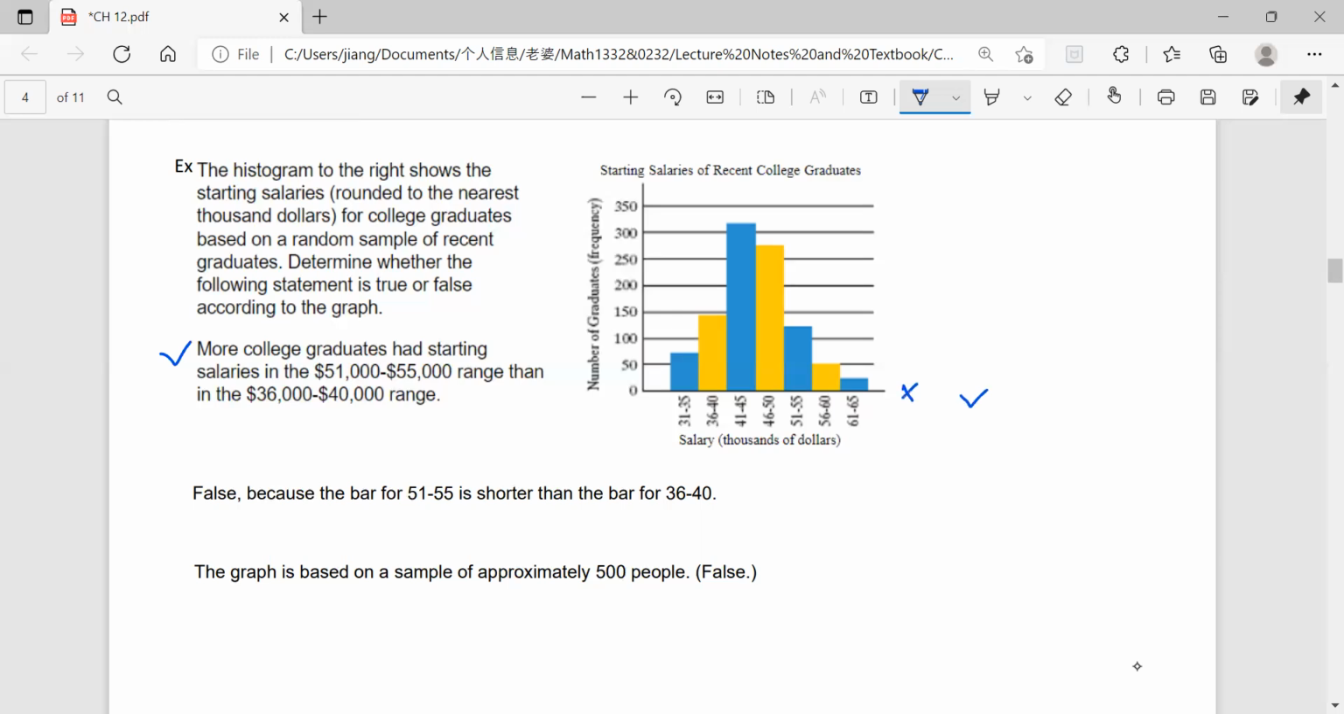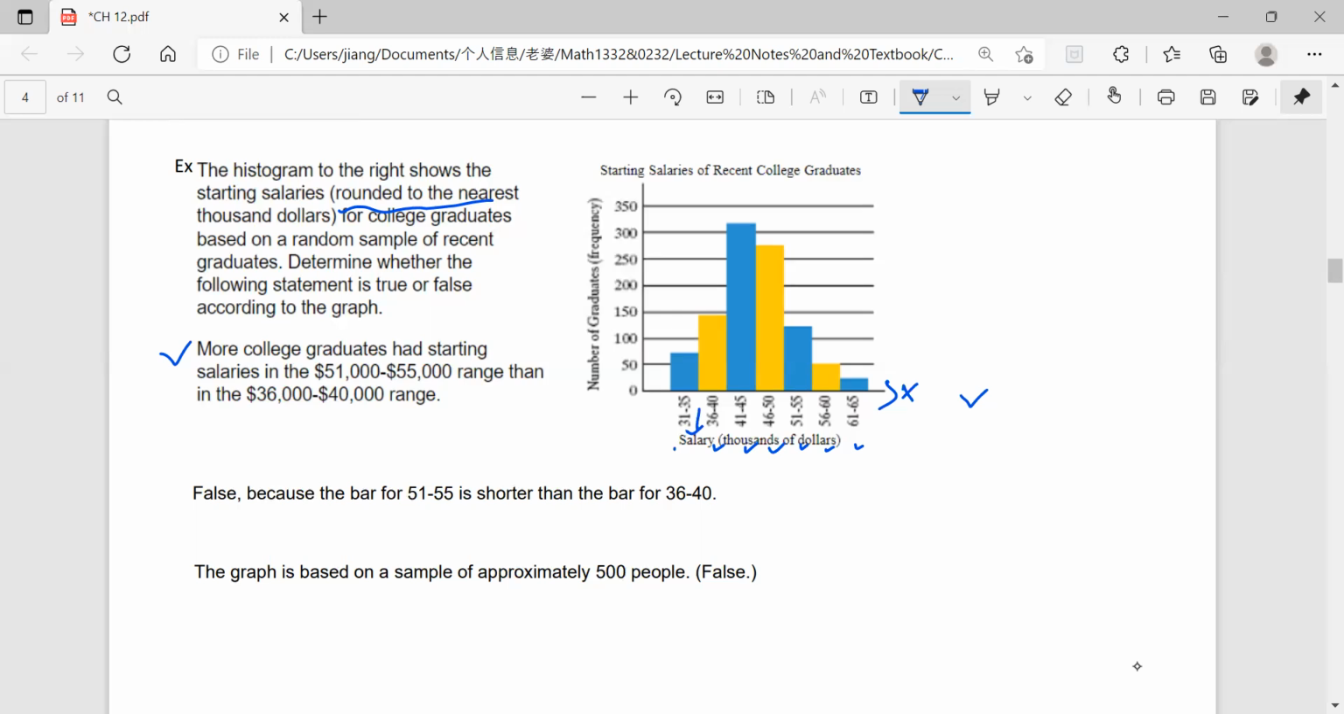So on the x-axis, that represents the classes. The first class is from 31,000 to 35,000 because the question said rounded to the nearest $1,000. Even though we see this is 31, that represents 31,000. So the first class represents 31,000 to 35,000 salary for the new graduates. And the next class is 36 to 40,000, and then the next class.